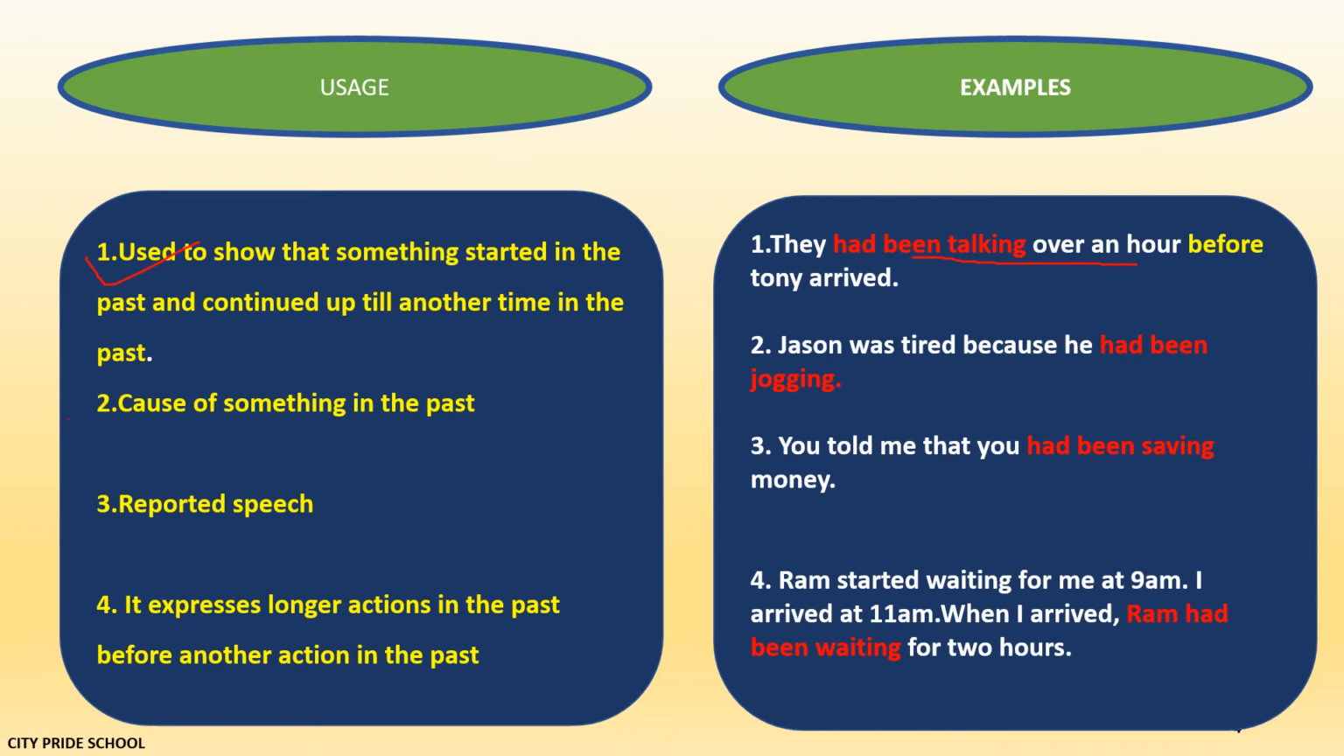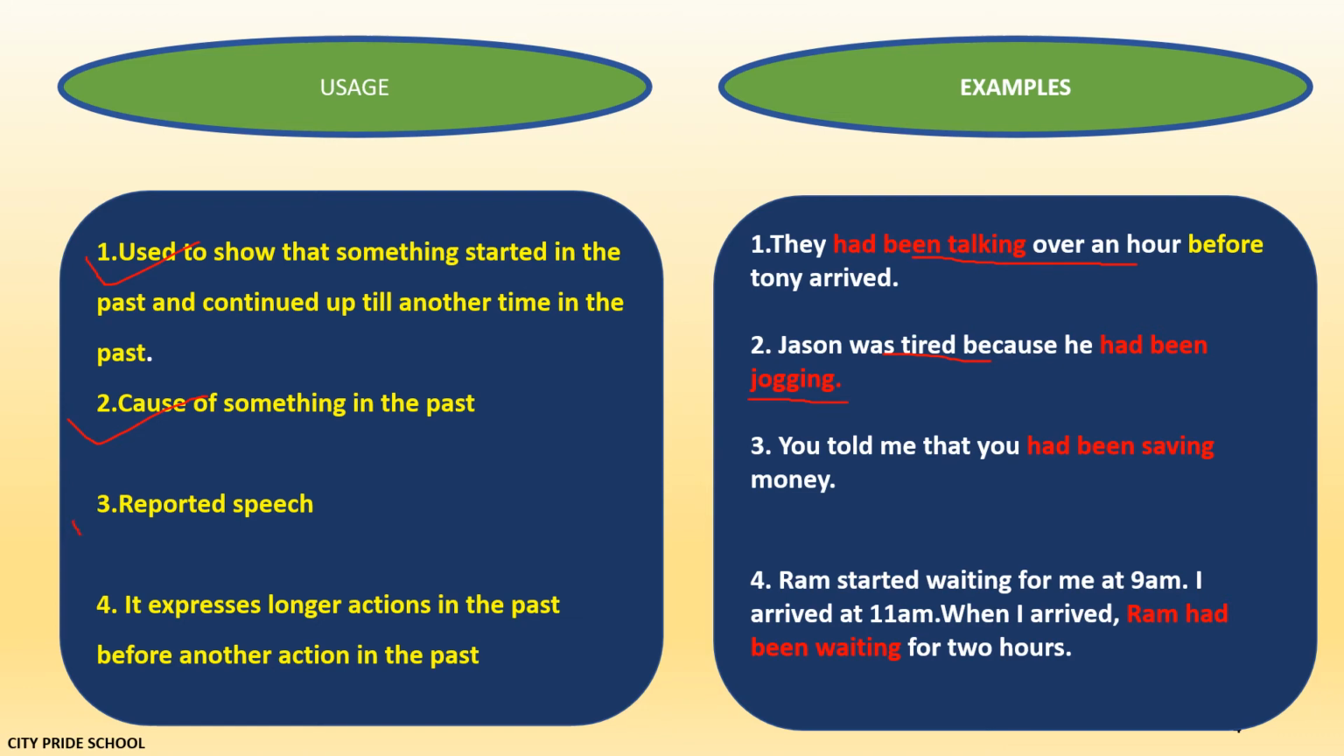And second is the cause of something in the past. For example, Jason was tired because he had been jogging. So this is the cause and the effect is that Jason was tired. The jogging continued for some time. That is why Jason was tired.